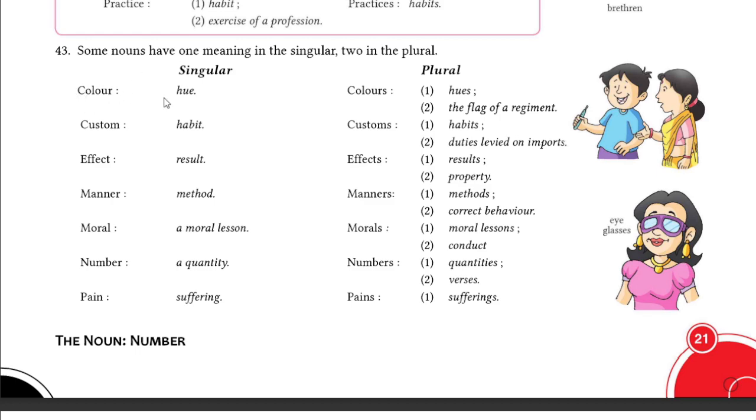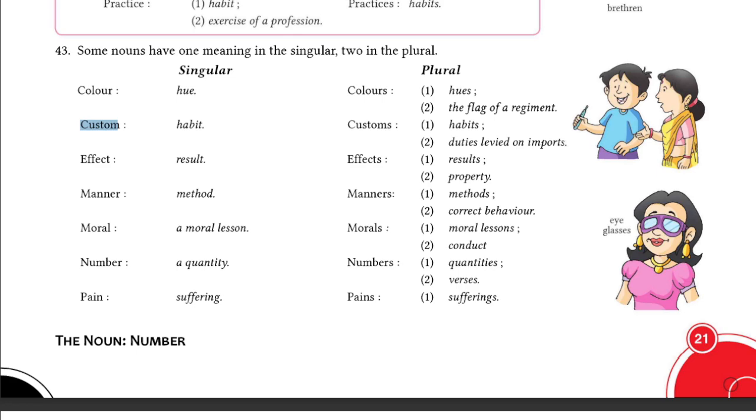Color is singular form, it means hue. Colors is plural form, it has more than one meaning. Hues, the flag of a regiment. Similarly, look at this custom. The singular form has only one meaning, habit. Customs, the plural form, it has two meanings, habits and duties levied on imports.